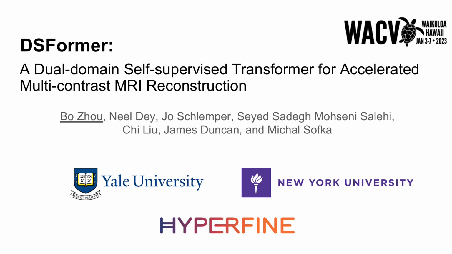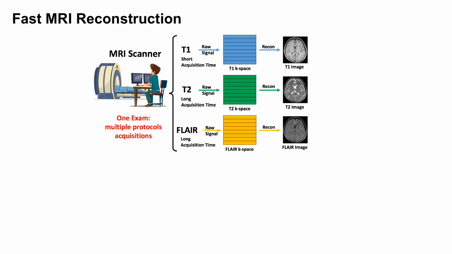Welcome to my presentation. My name is Bo, and today I would like to present a dual-domain self-supervised transformer for accelerated multi-contrast MRI reconstruction. Multi-contrast MRI consists of multiple imaging protocols with different acquisition times in one exam, and the acquisition time can easily exceed 30 minutes depending on the specific protocol.